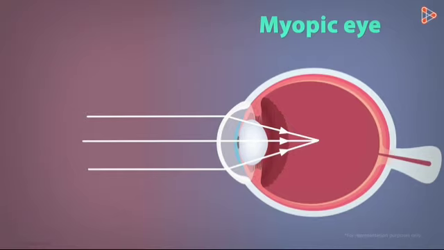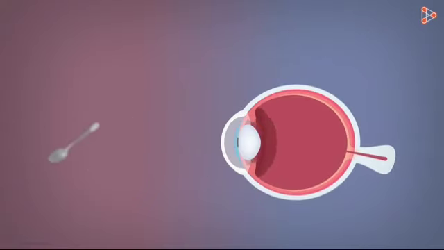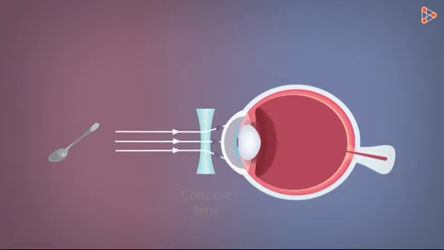Example, up to infinity. Then the focal length of the required concave lens is f equals minus x. If the person can see up to a distance x and he wants to see up to a distance y, then the focal length of the required concave lens is f equals xy by x minus y. So, this is treated by concave lens.